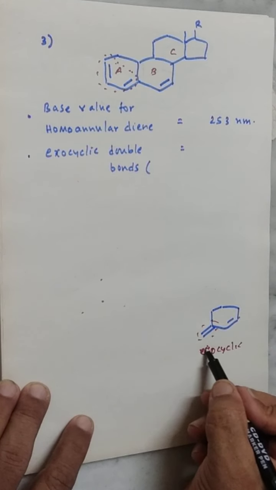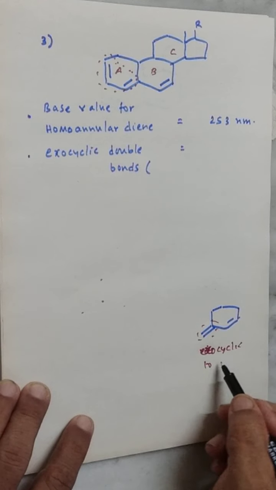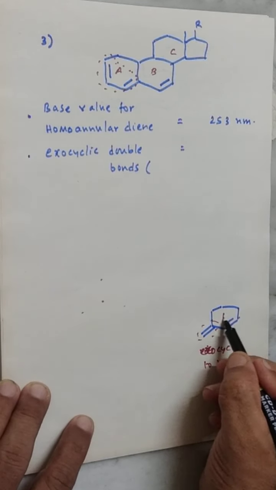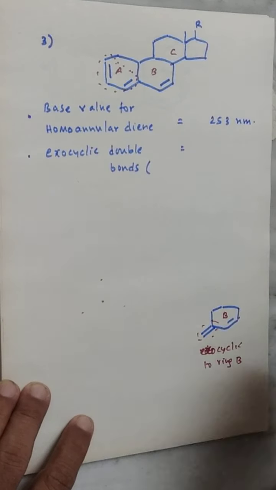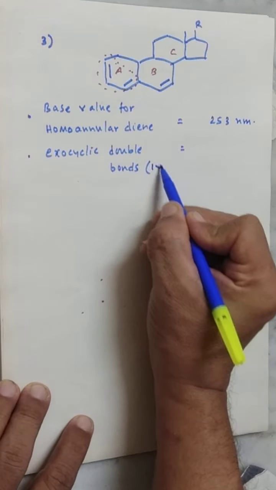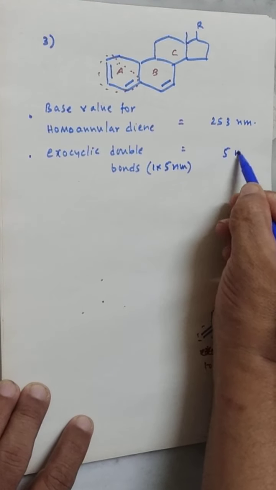This is exocyclic to ring B. That's it. So you have only one exocyclic double bond. Therefore this is 1 into 5 nanometers, that is equal to 5 nanometers.